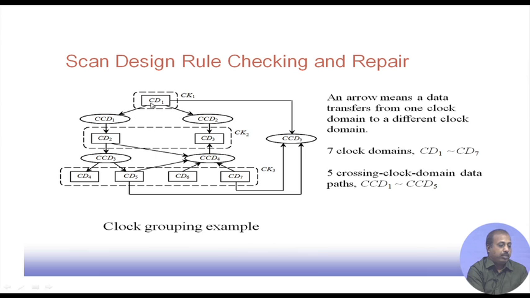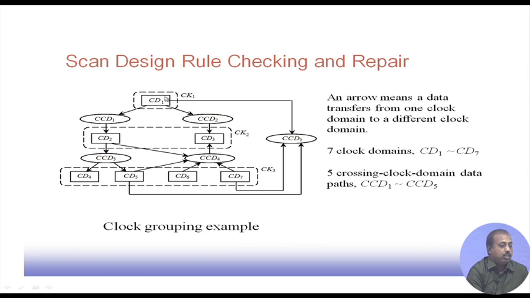So there is a path from CD1 to CD2 in the circuit. So that is actually crossing the clock domain. Similarly here, CD1 to CD3. So there is a crossing clock domain, but from CD2 to CD3 there is no crossing. Now if there is no crossing, what we can do is try to assign some clock values to these individual clock domains.